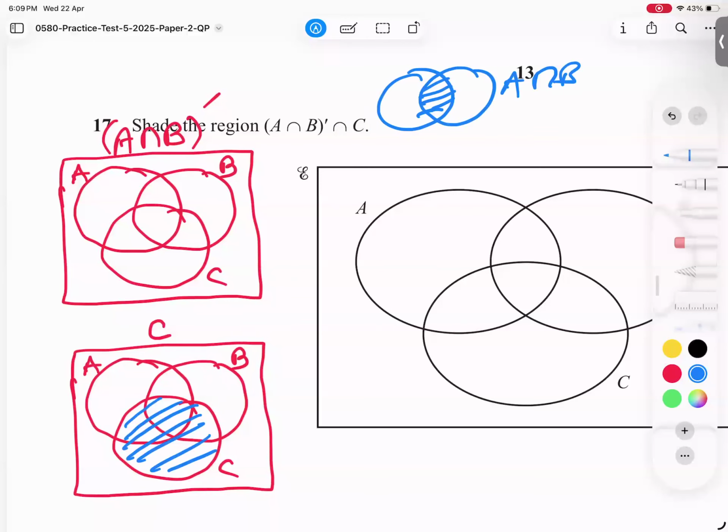It means a whole complement means don't shade this one. Look, I make a blue boundary. Don't come inside, go outside. So it means I will shade this part. It is a very best way to solve this kind of question.